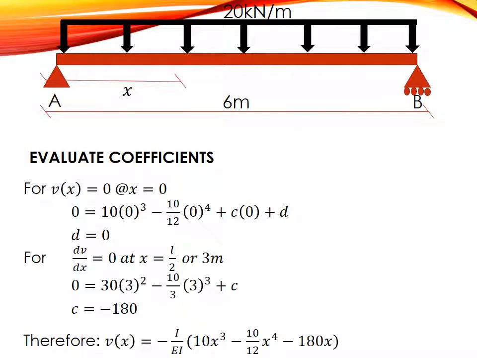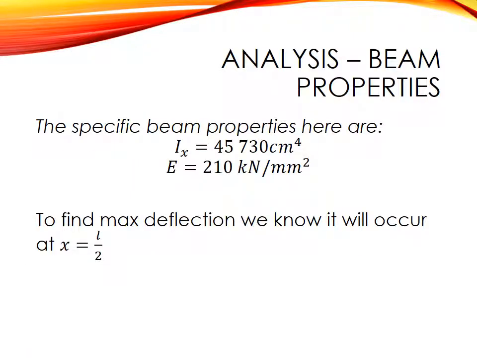We now have an expression for v, which can be used to find deflection at any point, or to find the location of maximum deflection. We are going to see if a universal beam, which has the values of I and E seen here, will support the load with tolerable deflection.